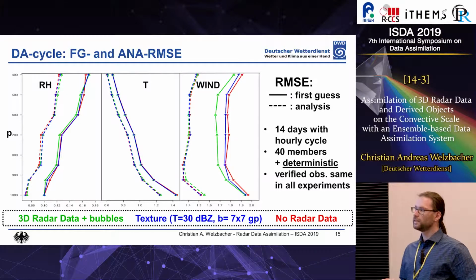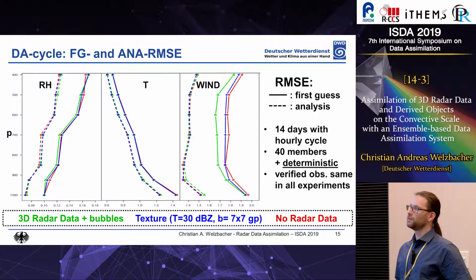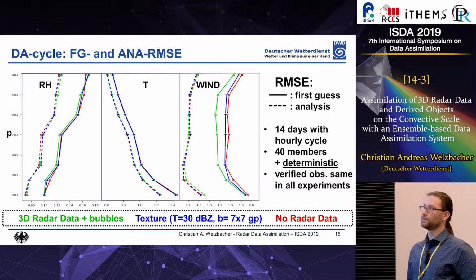And I compare in green the full 3D radar data assimilation, including radial winds, using also warm bubbles. In blue, the texture assimilation. And in red, as a reference, no radar data assimilation. And I didn't forget the warm bubbles here, I didn't use them here.